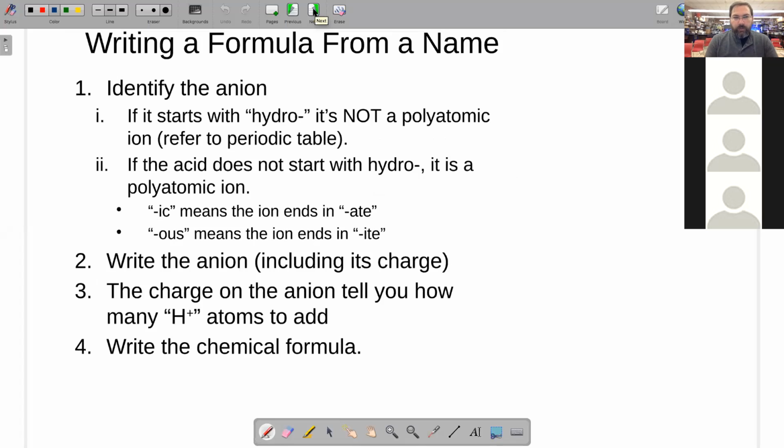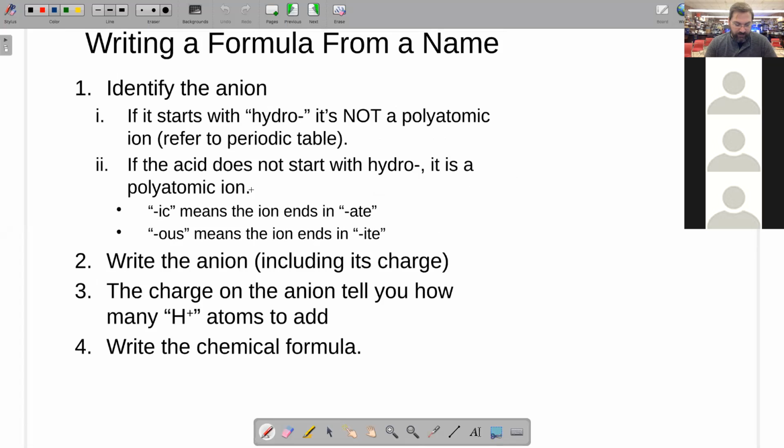So you can also write formulas from names. If you want to write the formula from the name, your clues are, does it start with hydro? If the name of the acid starts with hydro, it's not polyatomic. It's not an oxyacid. It's just a binary acid. If the acid doesn't start with hydro, it's got to be a polyatomic ion.